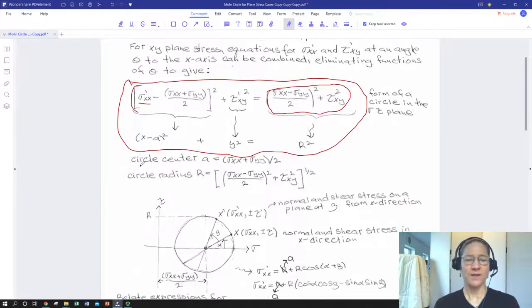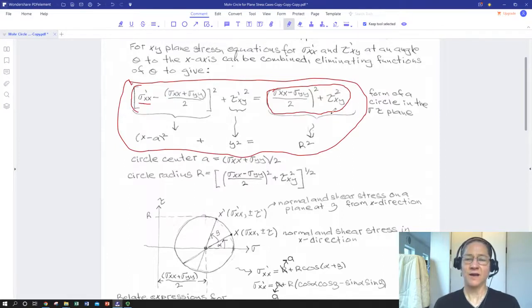So if we think about what A and R mean in terms of shape, A is the center of the circle. So we can define the circle center as just simply sigma xx plus sigma yy divided by 2. So the average of our applied normal stresses in the x and y direction. Now this could be, of course, positive or negative, but we're just going to take the average of them, whatever it is.